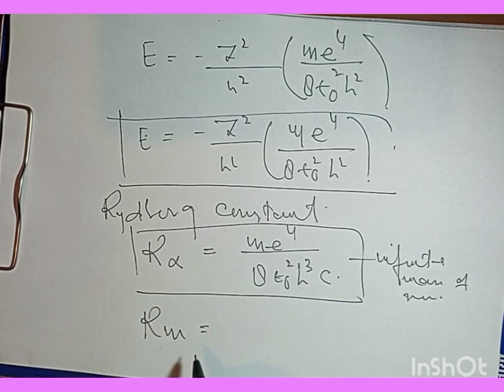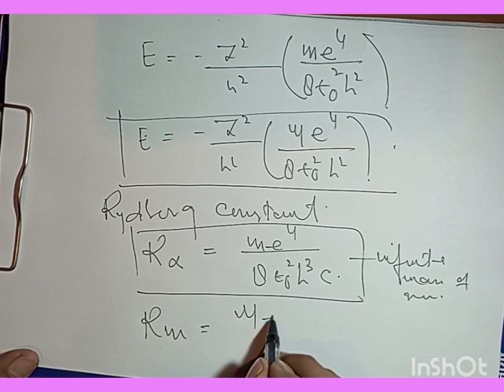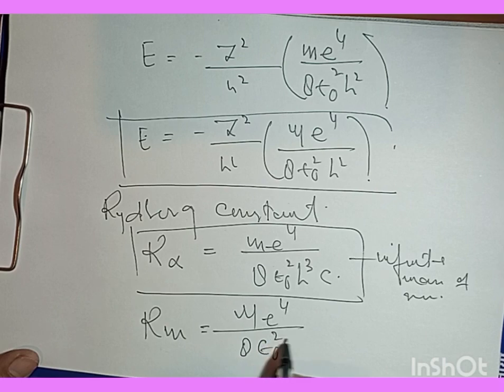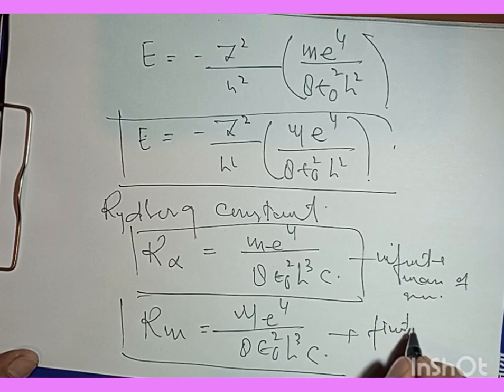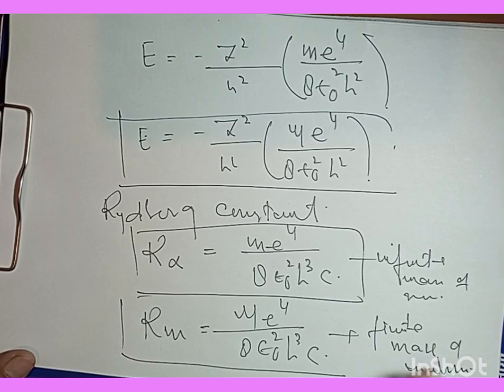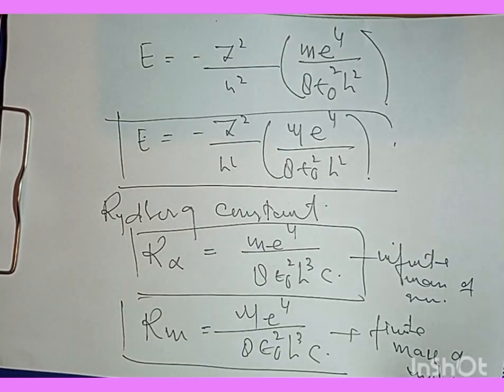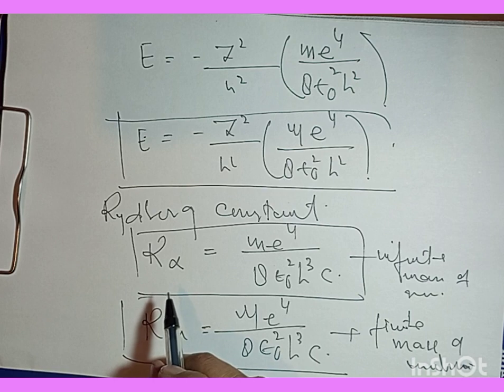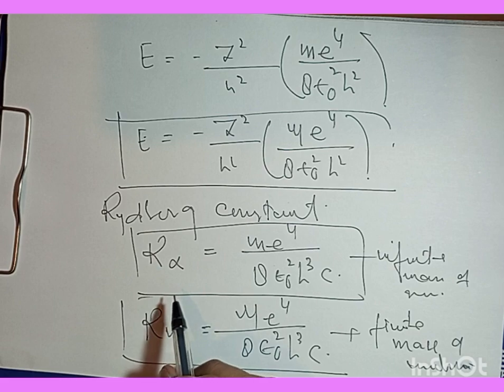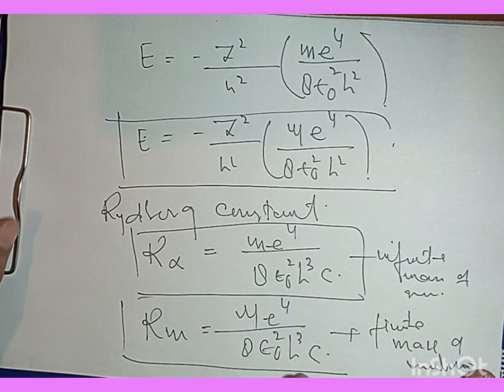And what will be Rm? This is going to be the Rydberg constant of an atom in which we assume that the nucleus has finite mass. So here we will have mu e to the power of 4 by 8 epsilon naught square h cube c. So here we have finite mass of nucleus. This thing should be clear now. So R infinity is an indicator of the fact that it was assumed that the nucleus is momentarily at rest because of its infinite mass.